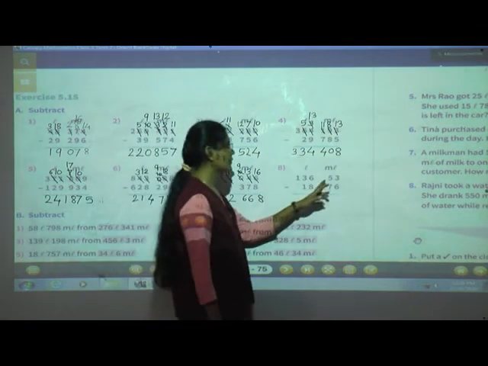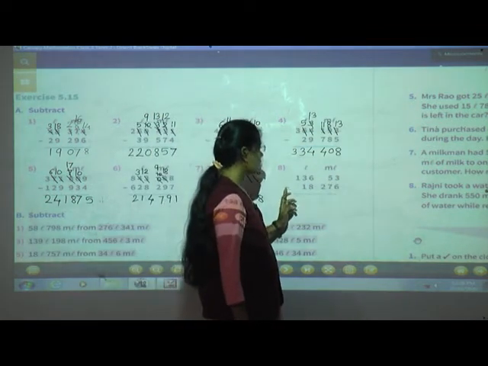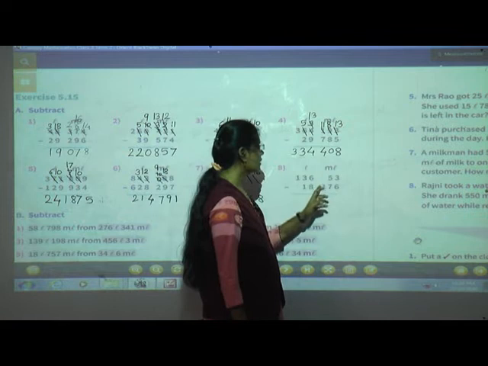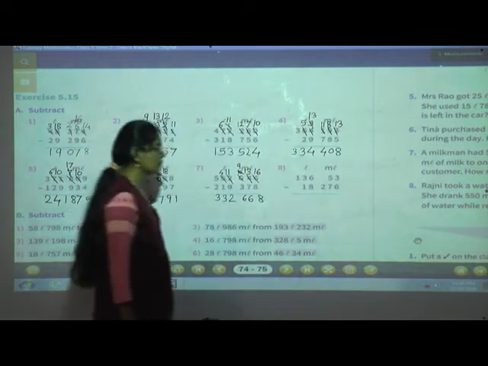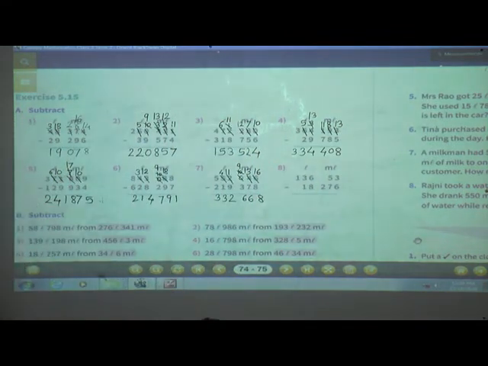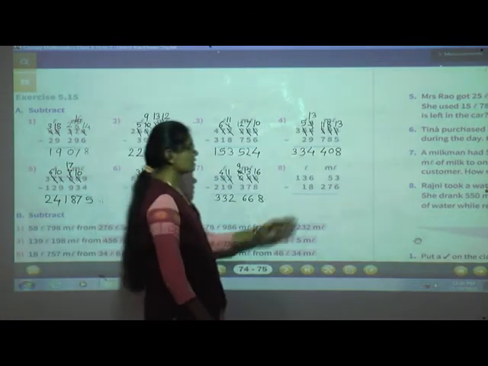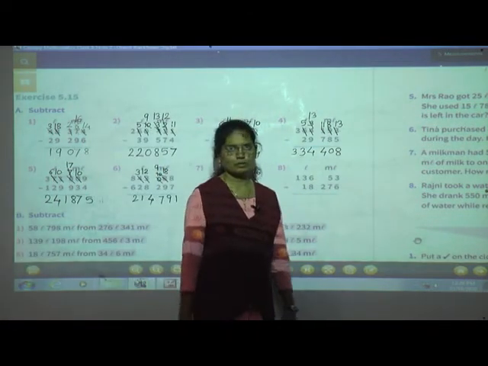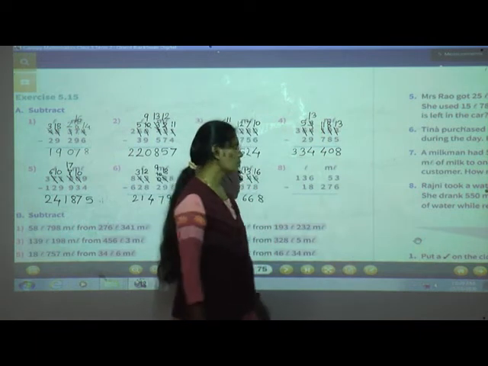136 liter 53 milliliter minus 18 liter 276 milliliter. First what we will do? We will subtract the milliliters. Okay, so do the subtraction. 3 minus 6. Is it possible, 3 minus 6? No, 3 minus 6 is not possible.